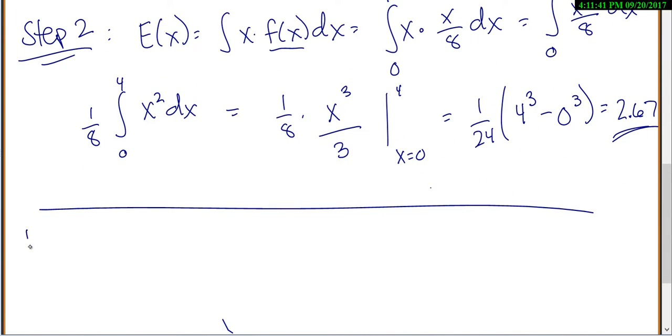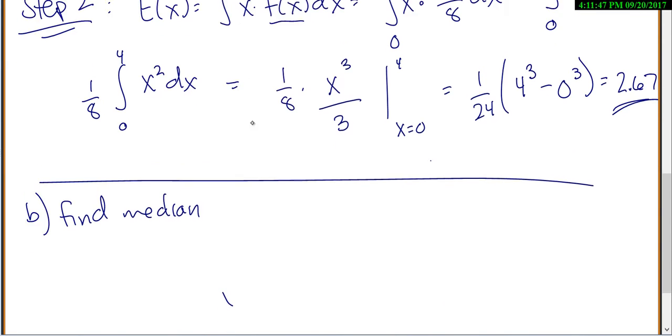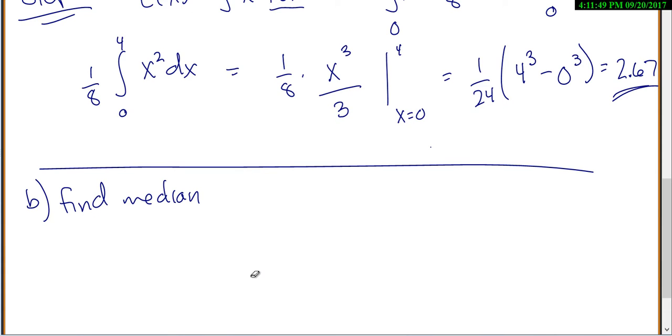Now, part B. Find the median. To find the median, that's always the point where half the probability is less than x and half the probability is greater than x. So to do that, I want to take capital F of x, or my CDF, and set it equal to 0.5 for half and solve for x.